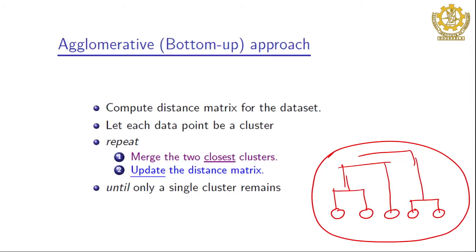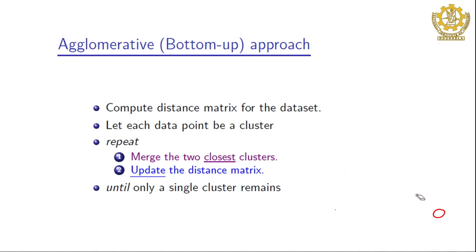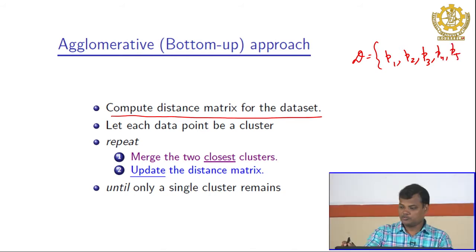Now, we will study this algorithm, the agglomerative approach, very carefully. How do we proceed? We will be given the data set without labels, because we are talking about unsupervised learning. So, what is the first step? Compute the distance matrix for the data set. What is a distance matrix? Suppose in the data set you have the points, let us say p1, p2, p3, p4 and p5.